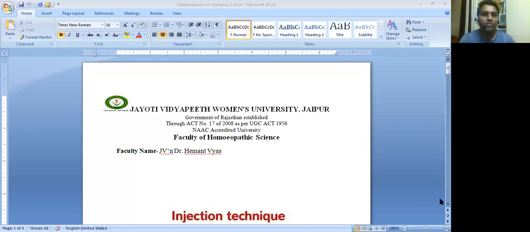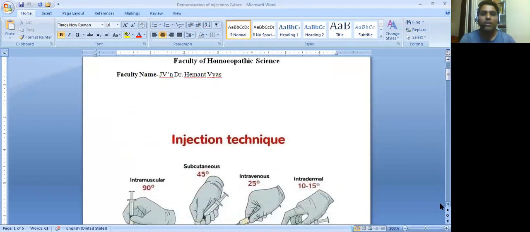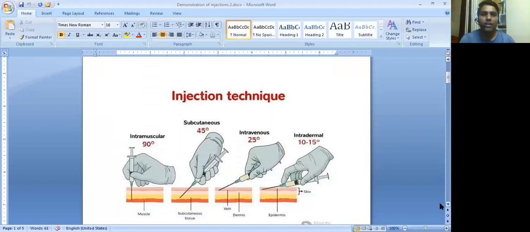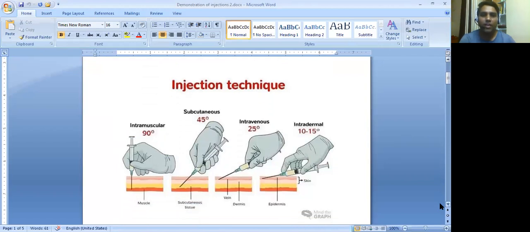In today's session, we are going to discuss injections, giving injections and the techniques related to it. So first of all, we will study the different types of injections and the angle at which we should insert the syringe inside our body.